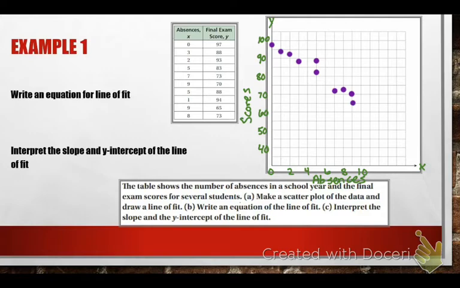So now, on your quiz and your test, I will give you the ordered pairs to use, so everybody will be on the same page, because there's no constant rate. Depending on which ordered pairs you choose, your slope can be different. So I'm going to ask you to write an equation for the line of fit.